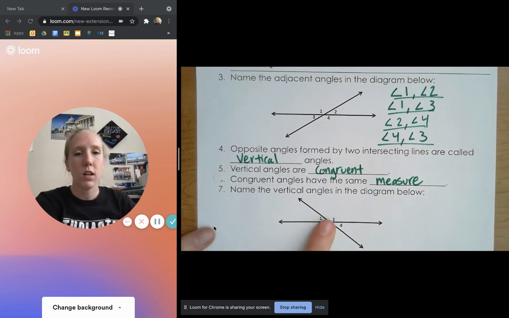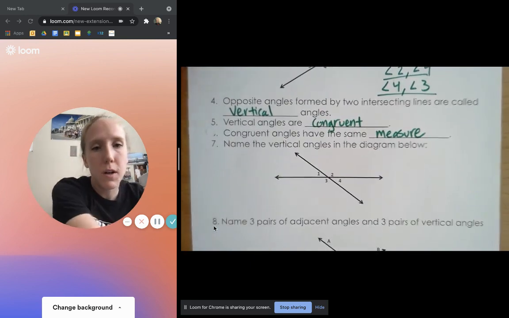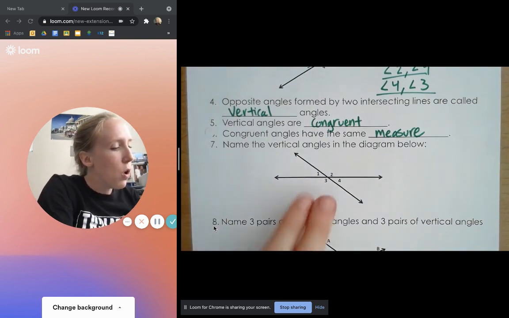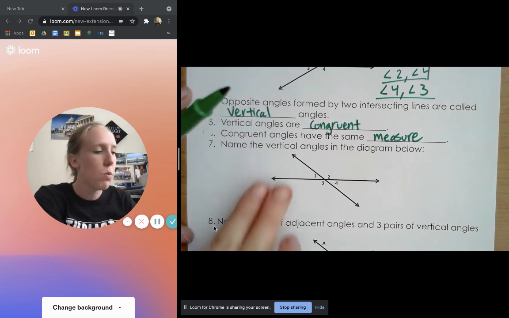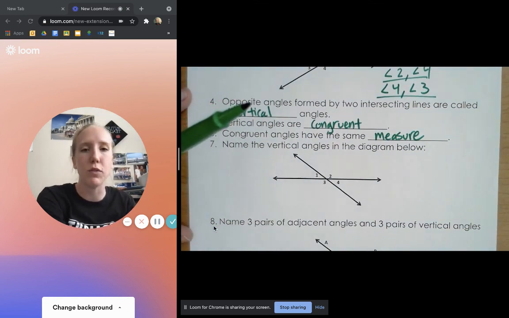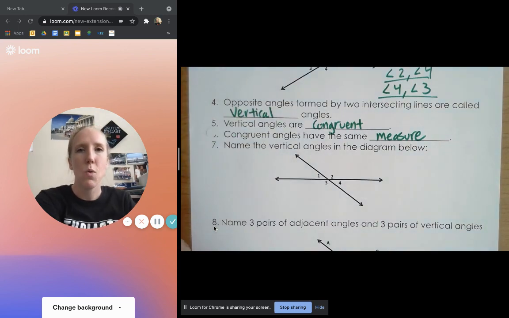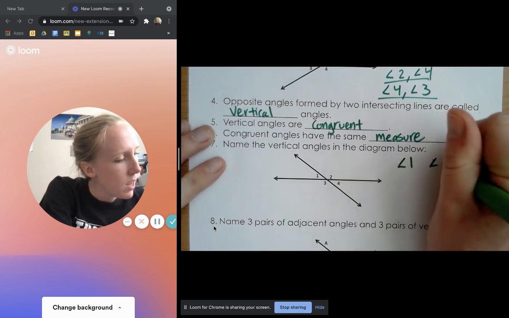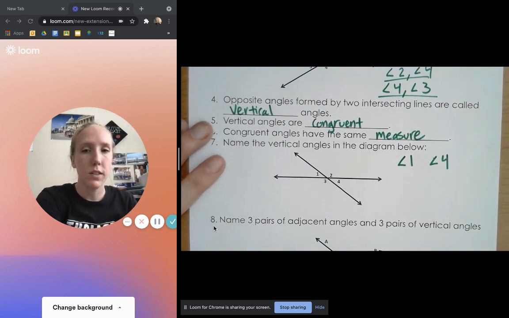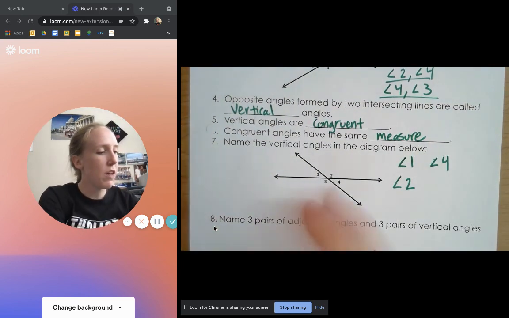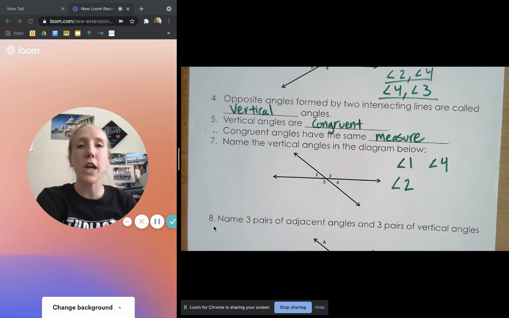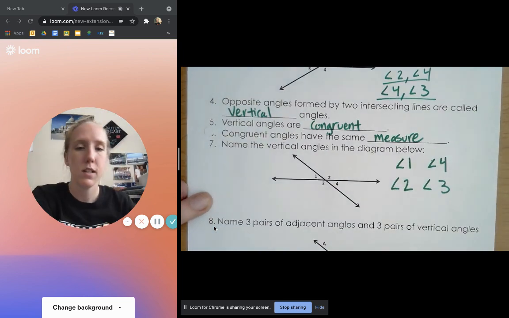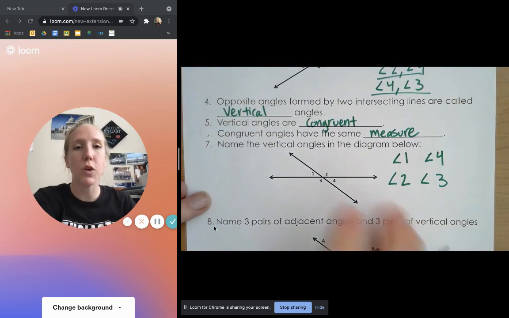Okay, so we're going to name some vertical angles. I want you to look at the angles that are opposite from each other. So if I look at angle 1, which angle is a mirror image of number 1? If I flipped angle 1 over on top of itself or on top of the other angle that matches it, what would that be? Angle 1 and angle 4. Okay, so now angle 2, if I took angle 2 and flipped it over, which angle would it match perfectly with? Angle 3. All right, so those are the vertical angles.